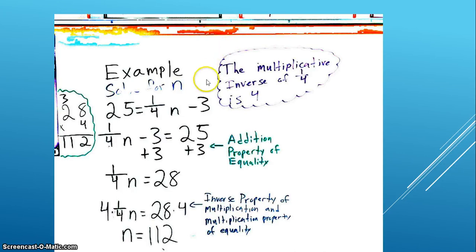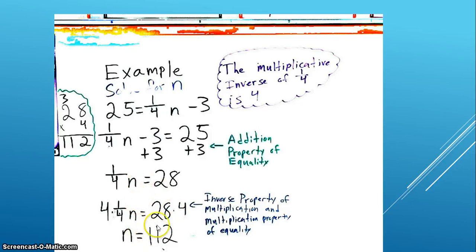So in this example, it says solve for n. So we're doing 25 equals 1/4 n minus 3. So we're going to add 3 to both sides using the addition property of equality. Now we're down to 1/4 n equals 28. We are used to this because of last night. So we find the multiplicative inverse of 1/4, and that is 4. So we multiply both sides by 4.